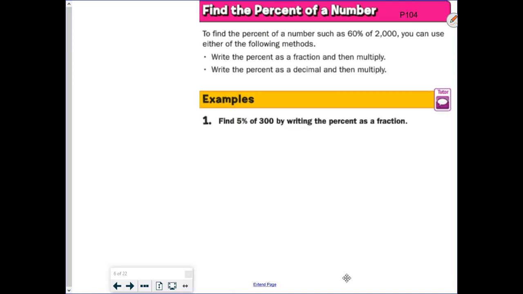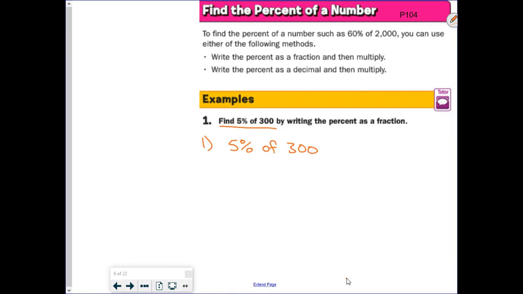It says, find 5% of 300 by writing the percent as a fraction. So when doing these problems, I don't need you to write the entire sentence in your notebook. What I need for you to do is to pick out the part that is being asked for. It says find 5% of 300. So I would put 5% of 300 as the problem. And it says to turn the percent into a fraction.